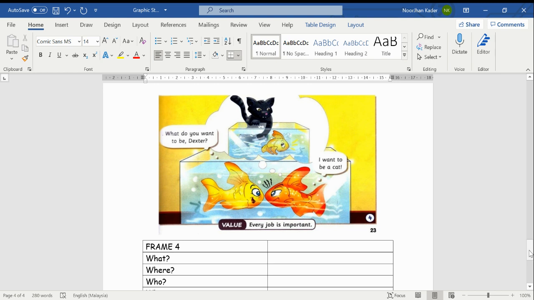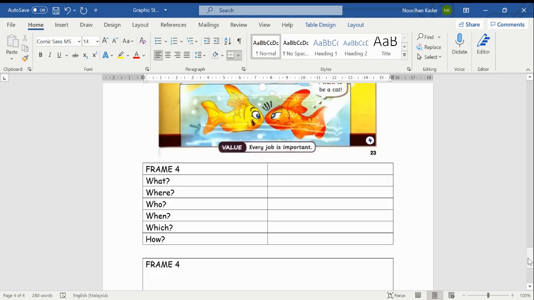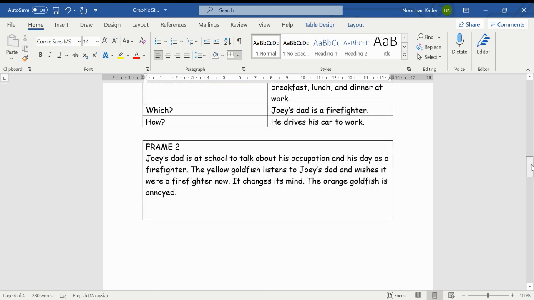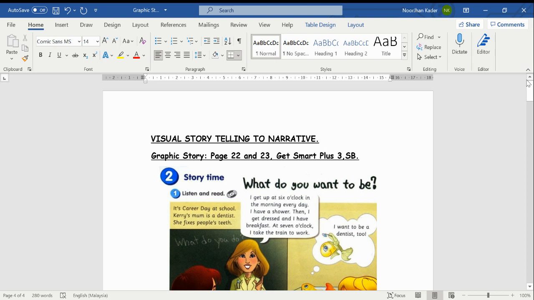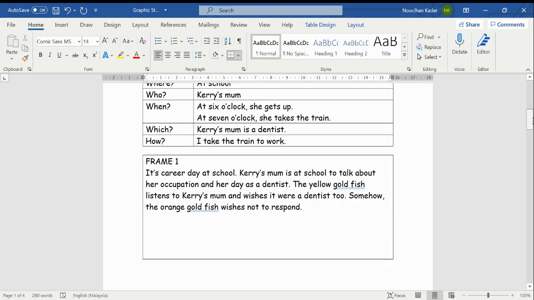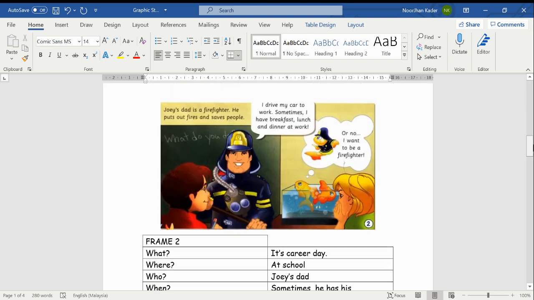Okay, so that is the summary. And you can see the value given here. Value is every job is important. Why is it being highlighted as every job is important? Because you see from the beginning, there are three occupations. Carrie's mom is a dentist. Joey's dad is a firefighter.